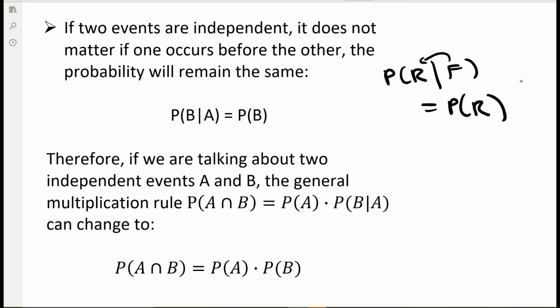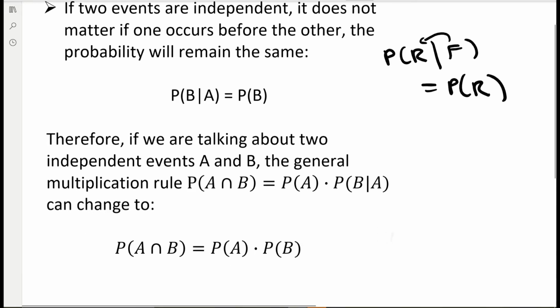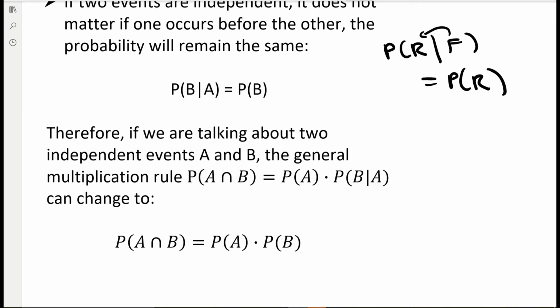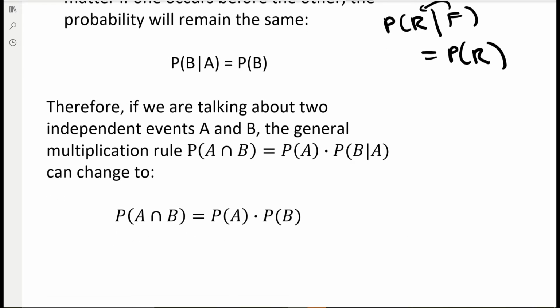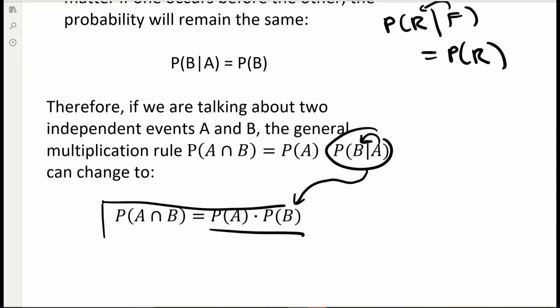So in that case, that kind of tells you that they're independent of each other, just by looking at that. Now, if we're talking about two independent events A and B, the general multiplication rule turns into this. Now we know that A does not impact B, therefore this transforms into the probability of B, and therefore we get a simpler looking formula. So this formula is only useful for independent events.